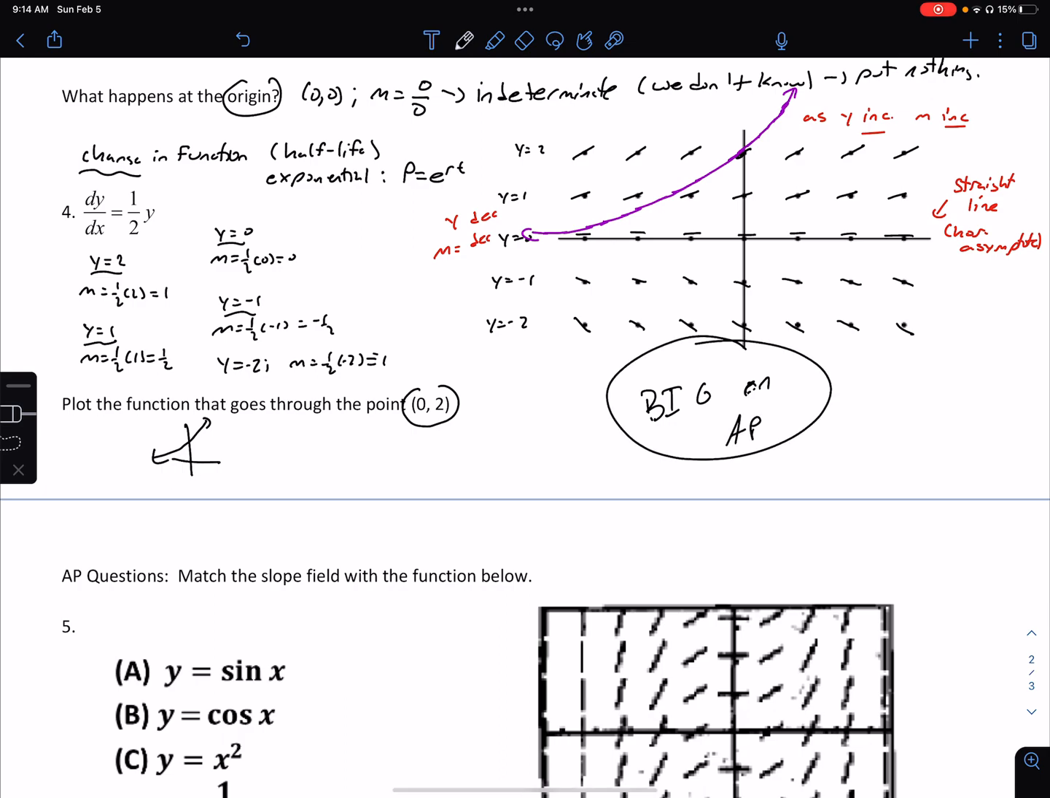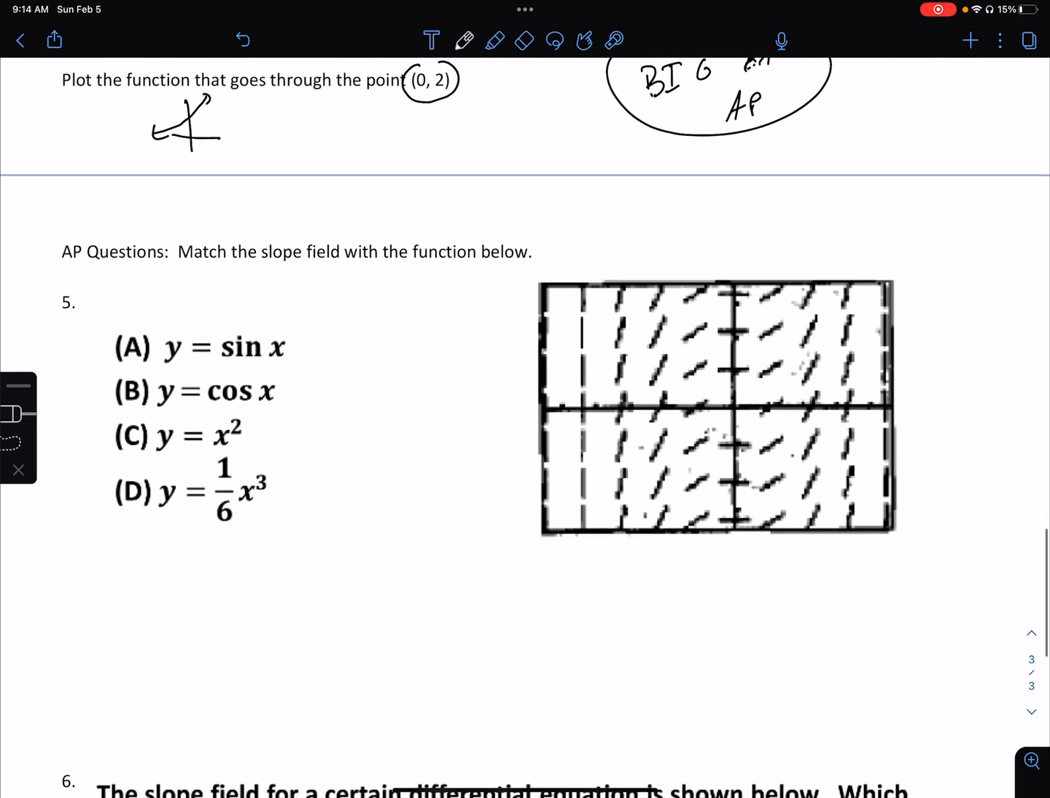Okay, we gotta know this one. All right, so let's take a look here. These are easy. These are just some AP questions. We want to match the slope field with the function. Here they're giving us a slope field. And remember, a slope field shows what the function looks like, shows us the shape of the graph.